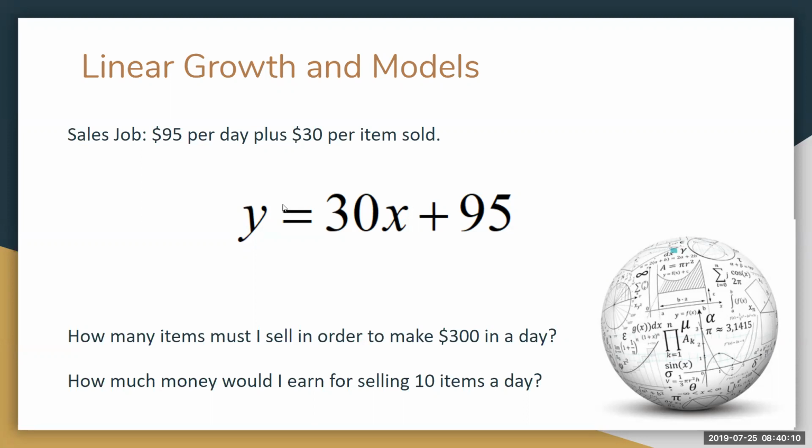We can then use a linear equation like this, y equals 30x plus 95, to model the scenario and answer questions like, how many items must I sell in order to make $300 in a day? Or how much money would I earn for selling 10 items a day?